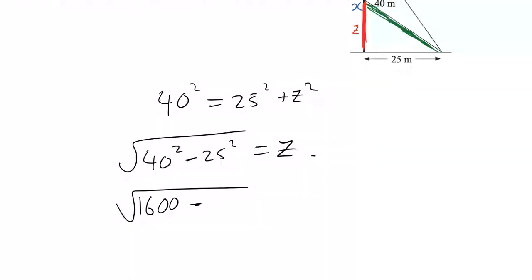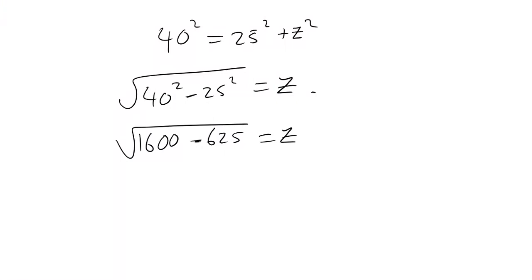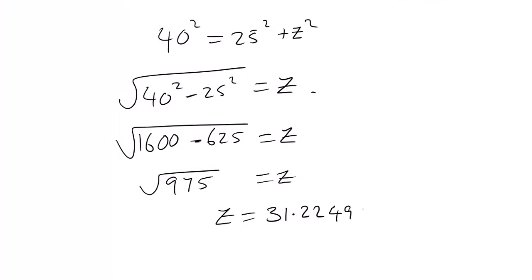25 squared, well, that is going to be 625. So if I take the 625 away, I'm going to be left with the square root of 975 equal to z. So now if I take my 975 and I square root that, I'm going to get that z is 31.22. And let's write out, we can round this up later on, okay?